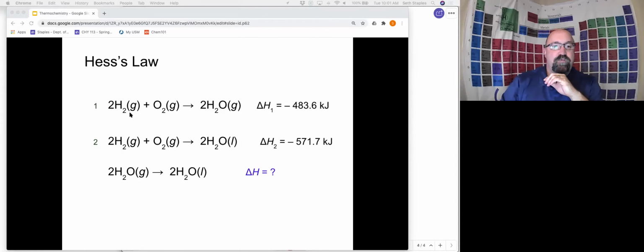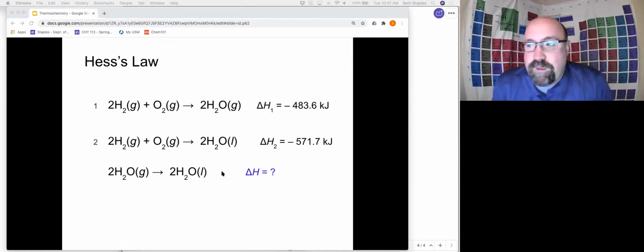And we can see the information that we have. We have 2H2 gas plus O2 gas gives us 2H2O gas. So we know the enthalpy change of that. We also know the enthalpy change of 2H2 gas plus O2 gas gives us 2H2O liquid. So we have those 2 enthalpy changes. But what we're looking for is this pathway here.